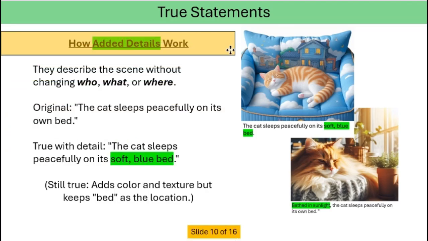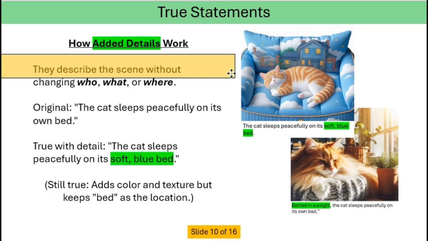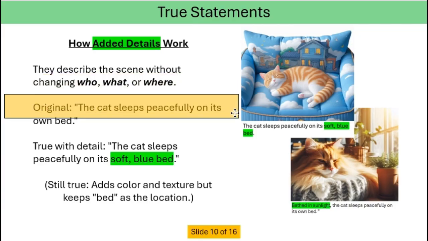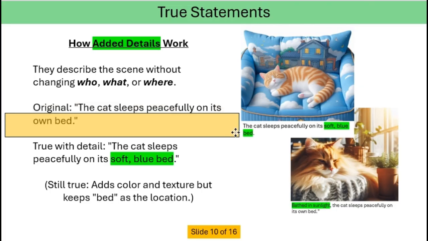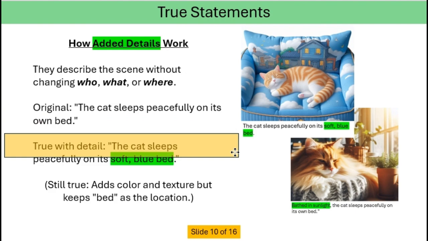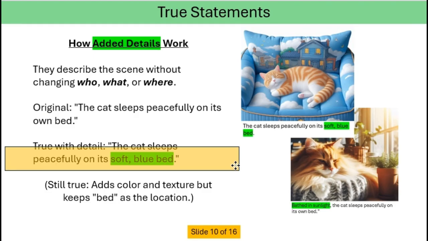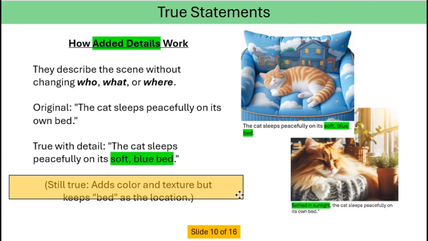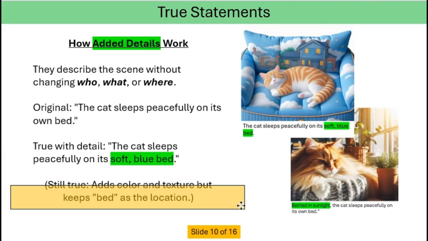How added details work. Added details describe the scene without changing who, what, or where. For example, the original sentence, "The cat sleeps peacefully on its own bed," is the same with added detail, "The cat sleeps peacefully on its soft blue bed." The second statement is still true, even though color and texture are added, but the bed is still kept as the location of where the cat is sleeping on.